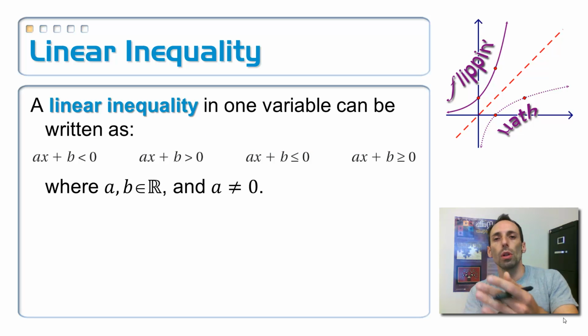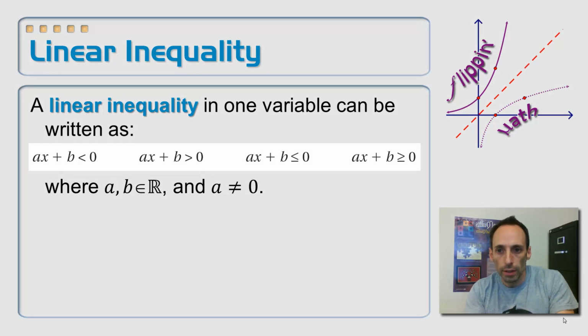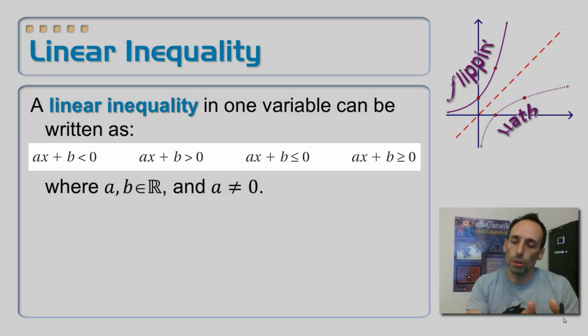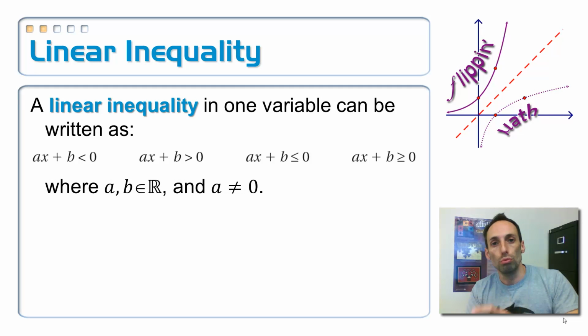A linear inequality in one variable looks like this. I can write it like this. Right in the middle of the screen, I've got ax plus b is less than 0. Ax plus b is greater than 0. Or maybe less than or equal to 0, or greater than or equal to 0. The a and the b, those are just numbers. They're just real numbers. And that's what this says right here.